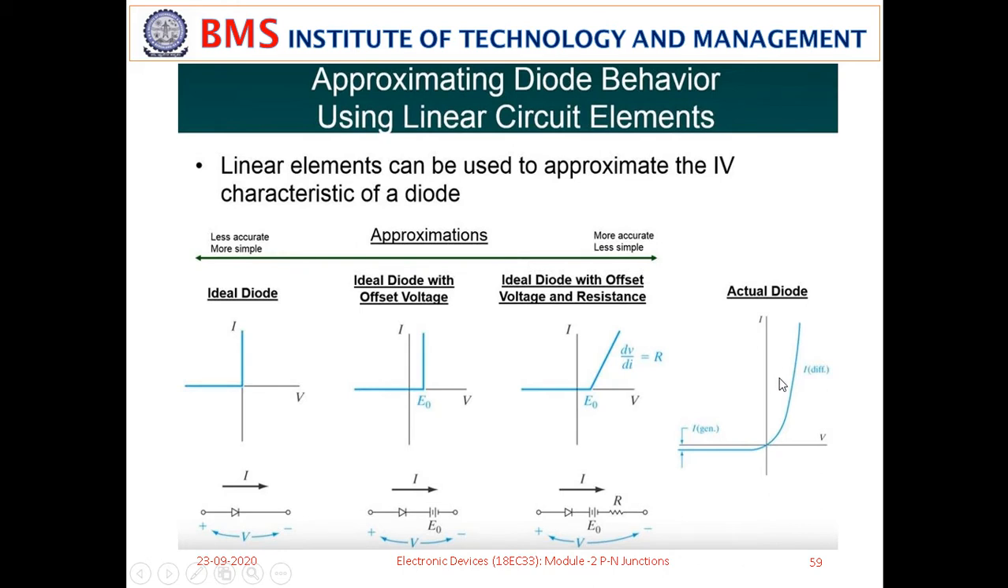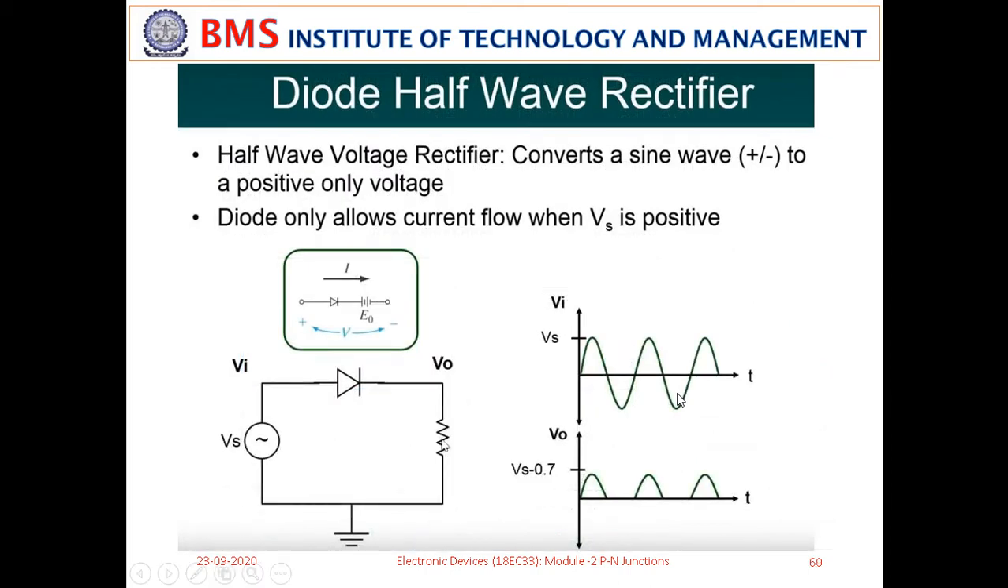So, that is about modeling a diode using linear elements, though the actual characteristics of a p-n junction are non-linear in nature. So, this is a non-linear characteristic. The curve is not linear when we plot the I versus V graph. Next, we will look at the diode as a half wave rectifier.